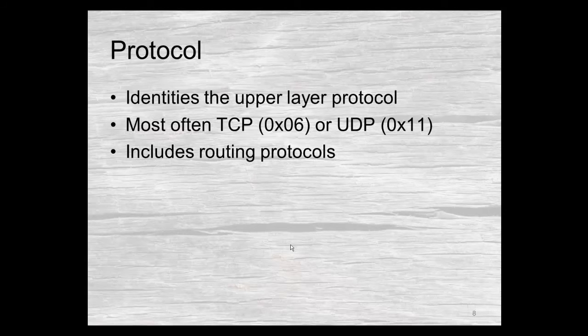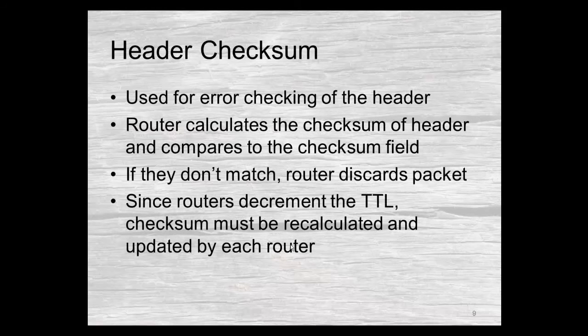The protocol field indicates which upper layer protocol is used. The most common ones are TCP and UDP. That is a hexadecimal value of 6 or 11. And it includes a number of different protocols, including your routing protocols such as BGP and IGRP and so on.